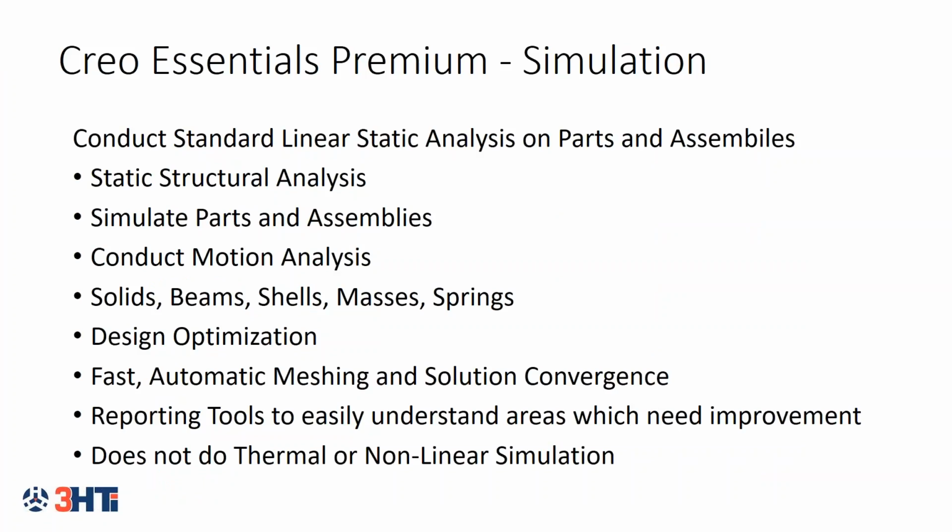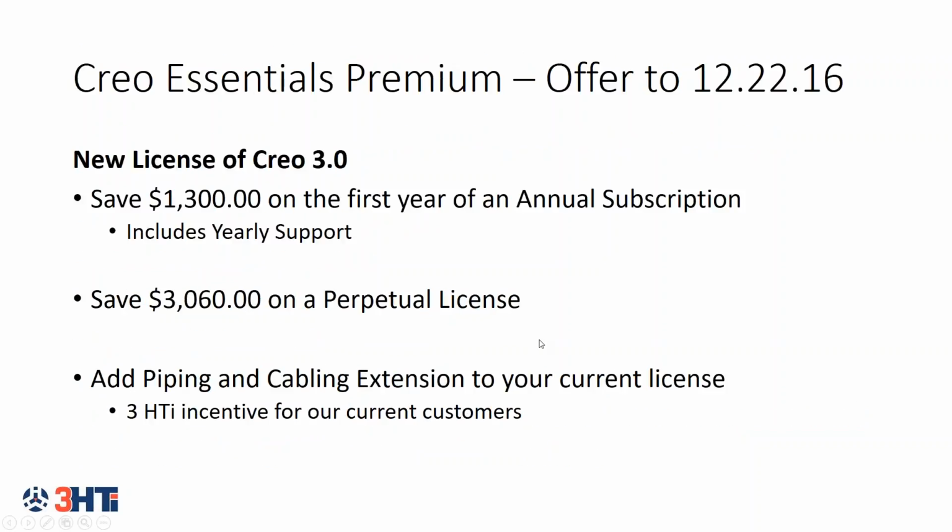Now, real quick, also included in Creo Essentials Premium are standard linear static analysis capabilities on not only parts but also on assemblies. This does automatic meshing and solution convergence, and basically the whole idea behind this tool is to keep it simple and give the capabilities in the hands of your designers and engineers, so that if you do have an analyst that's going to measure this downstream, that person is verifying what was done in the design and engineering process, so it doesn't have to be reworked. And this does not do thermal or nonlinear simulation. That's not included in this package.